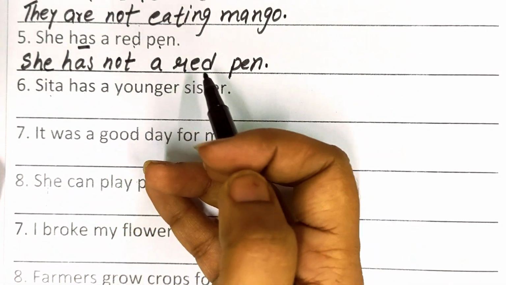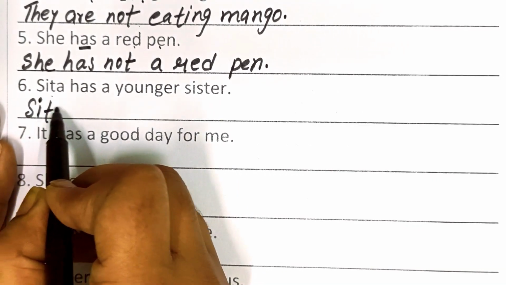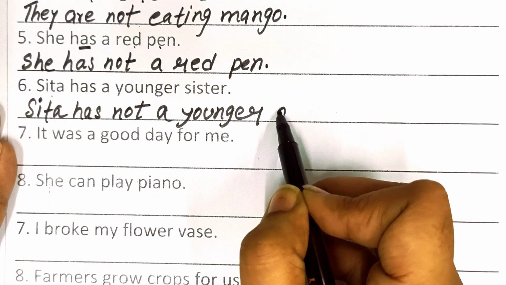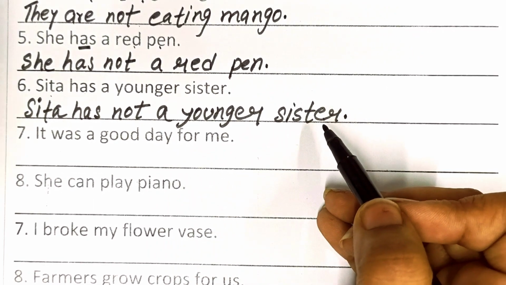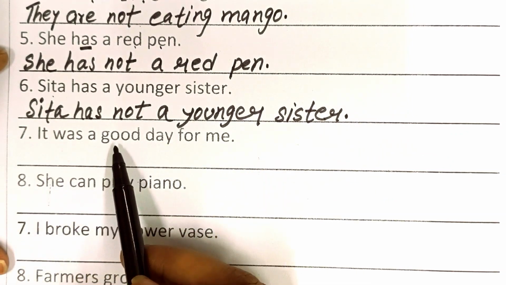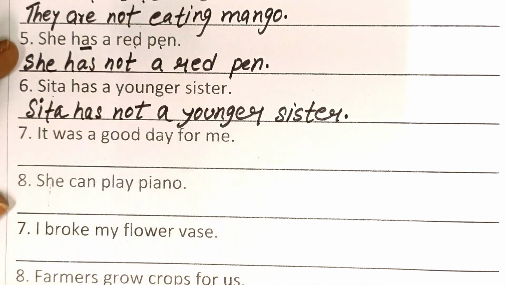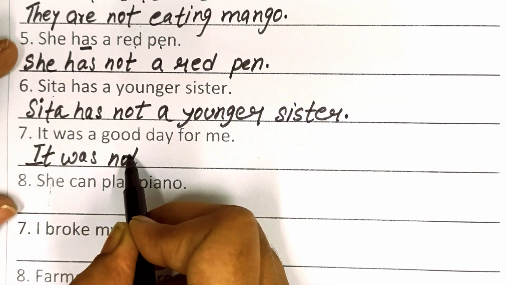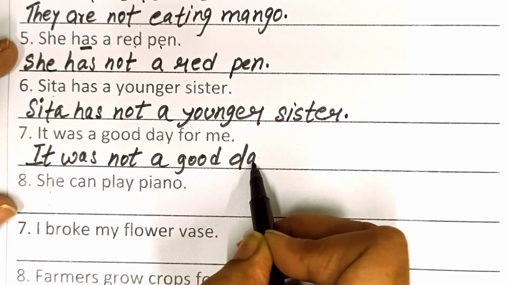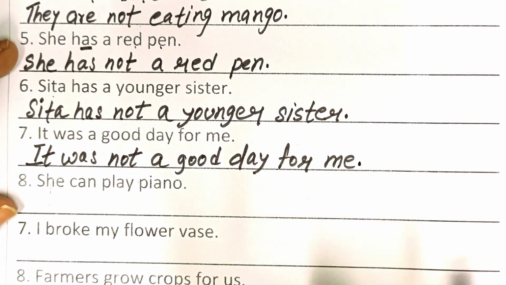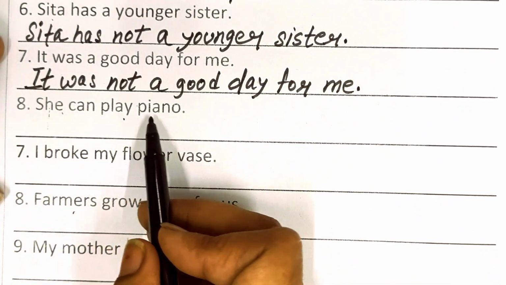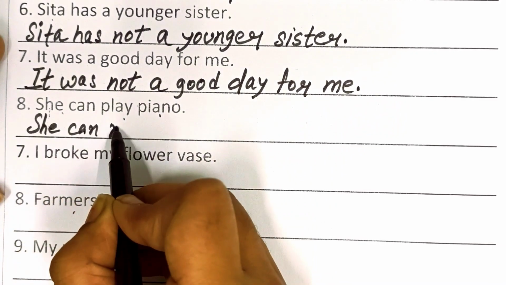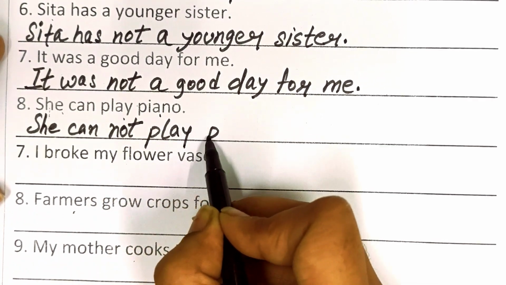Now Sita has a younger sister. So make it negative. Sita has not a younger sister. Okay. Next one is, it was a good day for me. So it was not a good day for me. Clear? Now next one is, she can play piano. She can. So she cannot play piano. Okay.